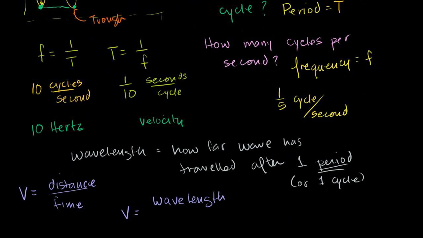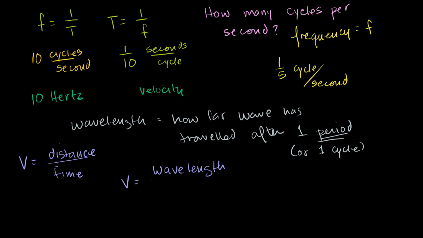So I've traveled a distance of a wavelength, and how long did it take me to travel that distance? Well, it took me a period to travel that distance. So it's wavelength divided by period. Now, I just said that 1 over the period is the same thing as the frequency. So I could rewrite this as wavelength. And actually I should be clear here. The notation for wavelength tends to be the Greek letter lambda.